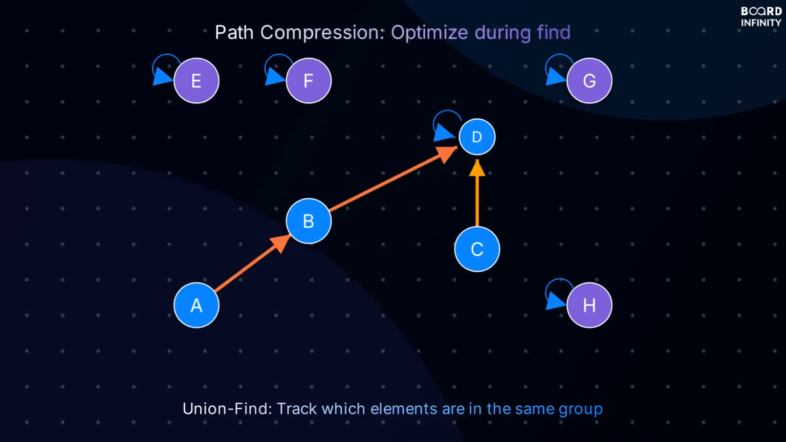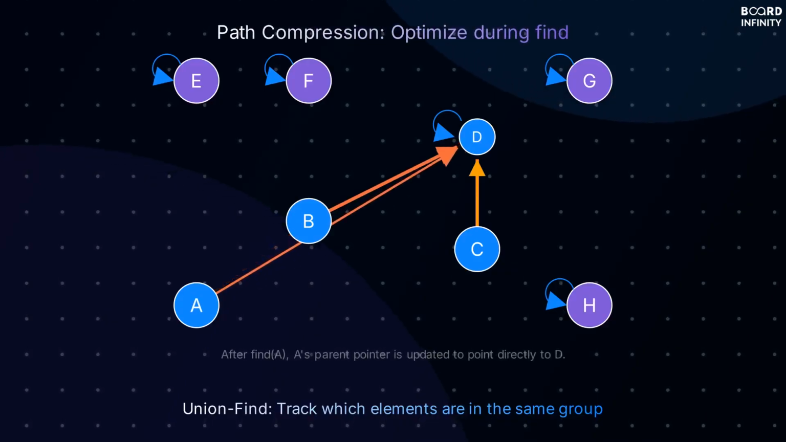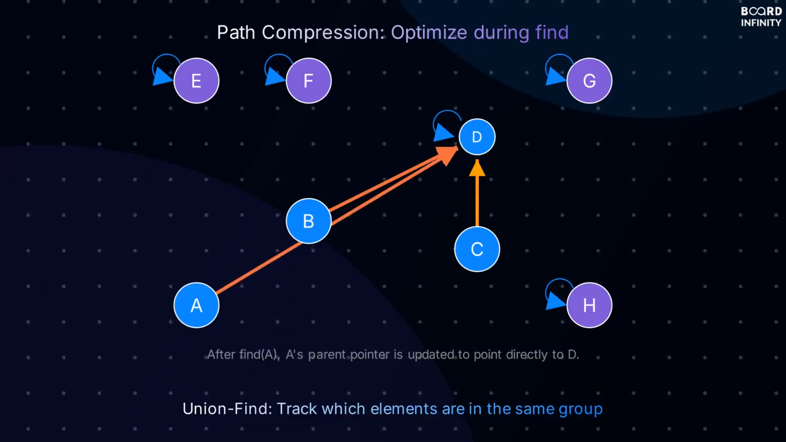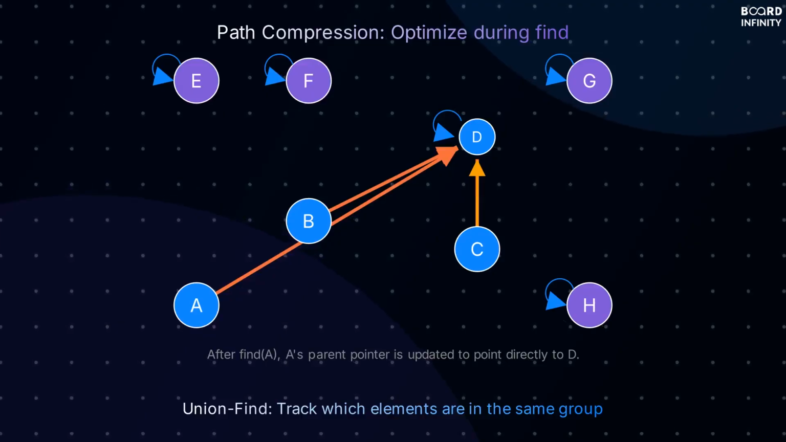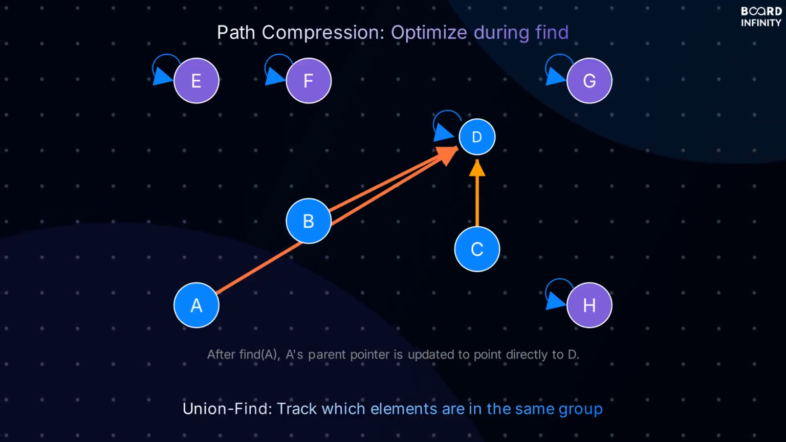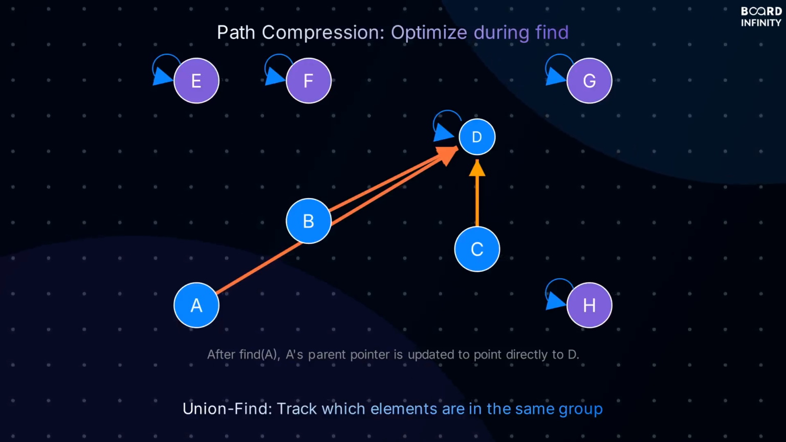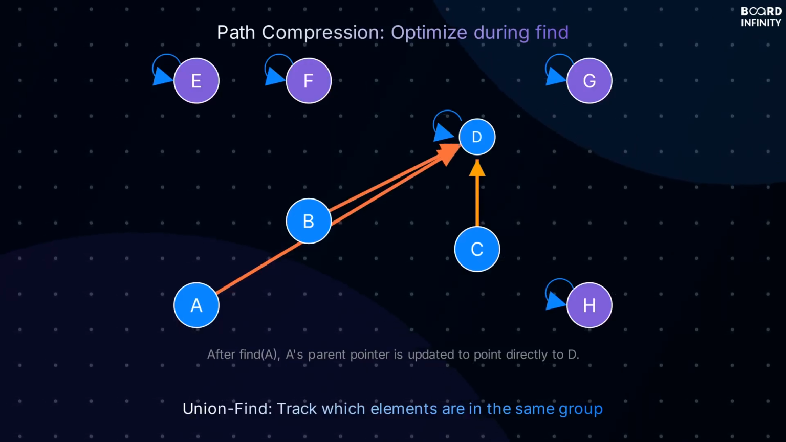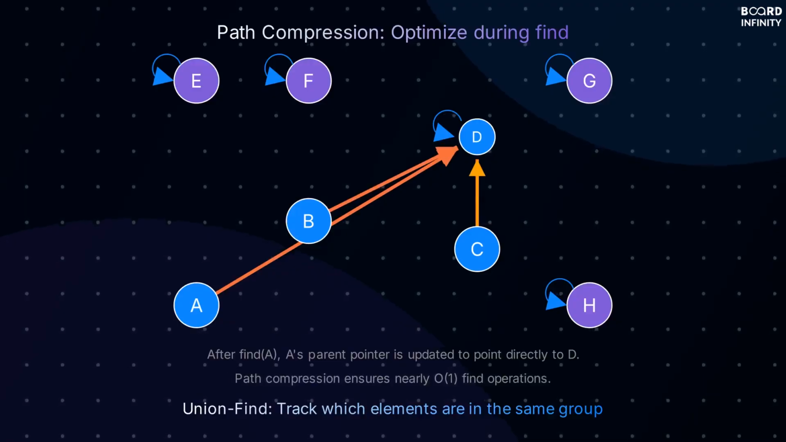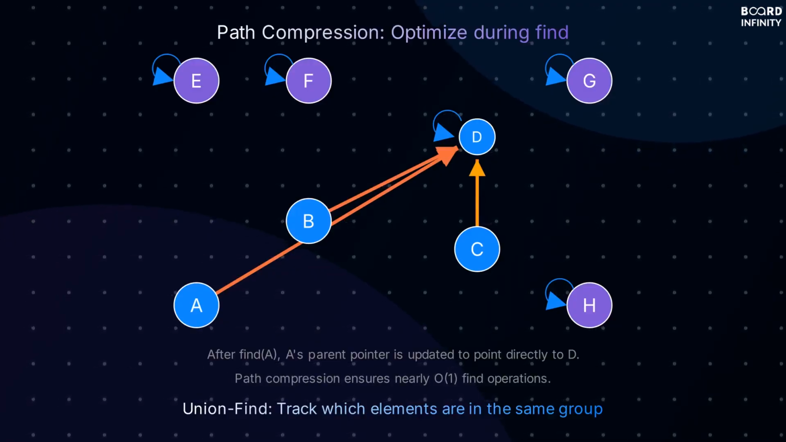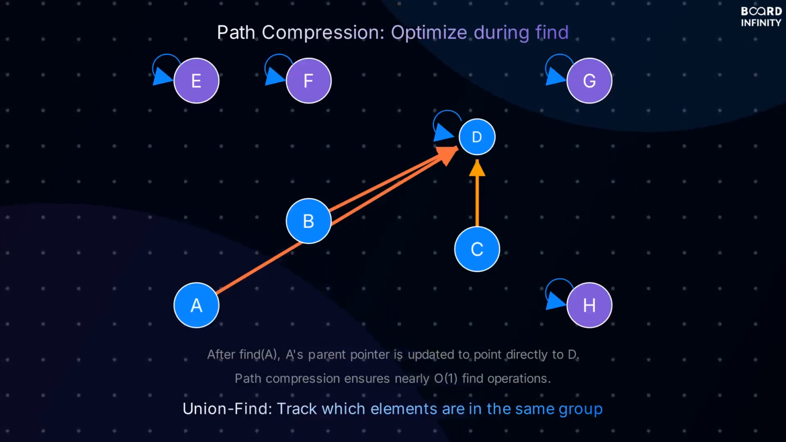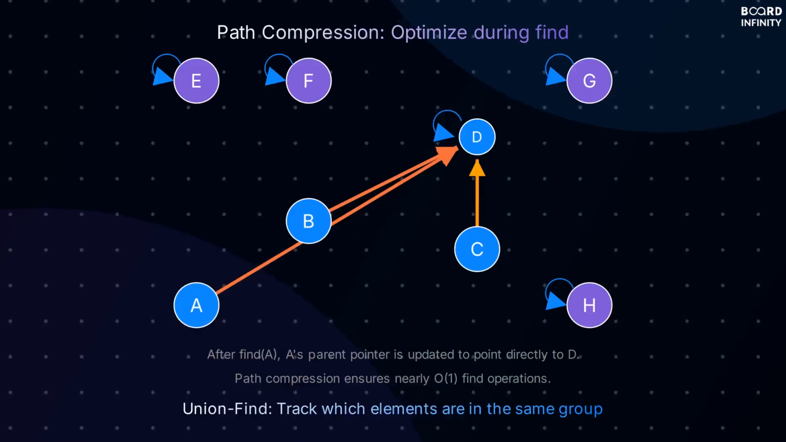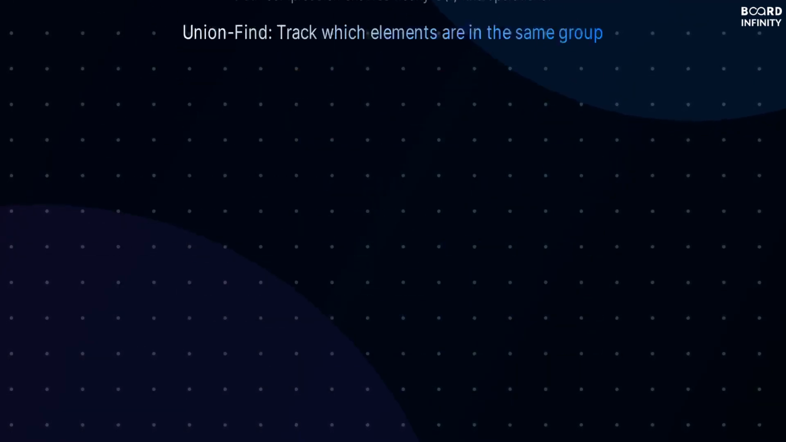This makes connectivity queries incredibly fast, nearly O(1) time, with a technique called path compression. During a find operation, we can optimize the tree by making all visited nodes point directly to the root, flattening the structure. By compressing the path, subsequent find operations for these elements become much faster, ensuring that the tree remains as flat as possible, achieving nearly O(1) performance.